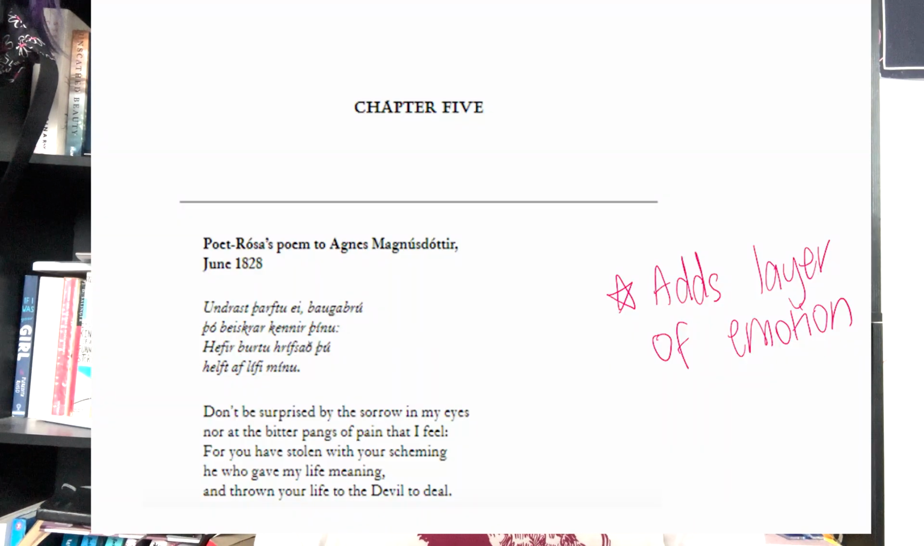Chapter 5's historical documents are so interesting because they're so different to the rest of them. And we have a bit of poetry here. So we have a poem from poet Rosa to Agnes, and then we have Agnes's reply. And this adds a layer of emotion and almost melancholy to the plot. And it's such a contrast to the other historical documents, and I think that's really important for us to notice. I also just think that it really adds to the public perception of Agnes.